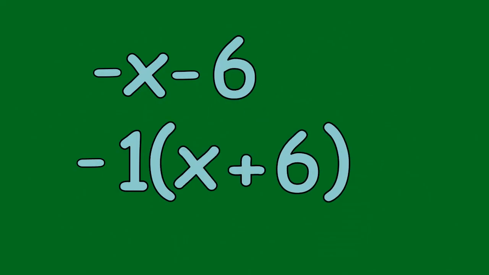Let's try one last example. This one is a sneaky one. At first, it looks like these two terms don't share anything, but they do. They share a negative 1. If we factor out the negative 1 from each term, we're left with negative 1 on the outside of the parentheses and x plus 6 on the inside.